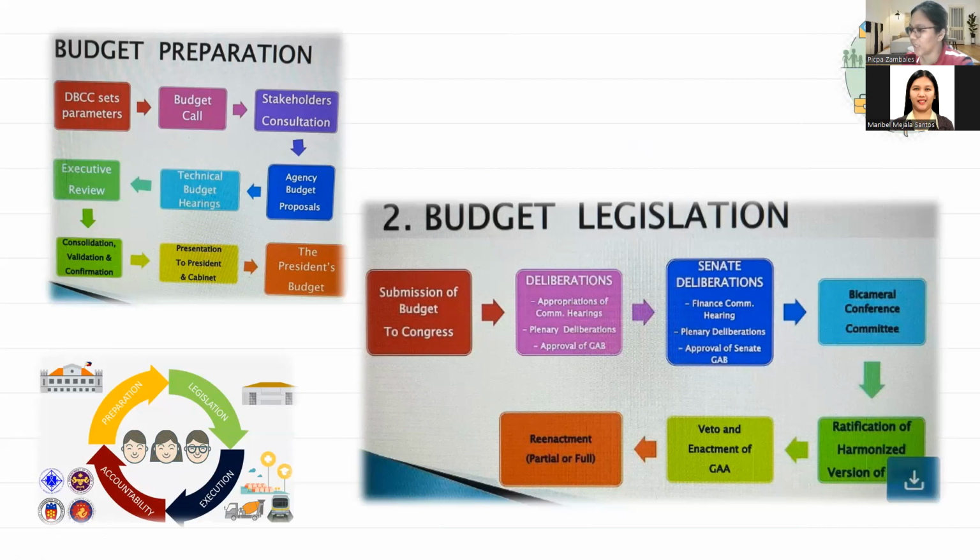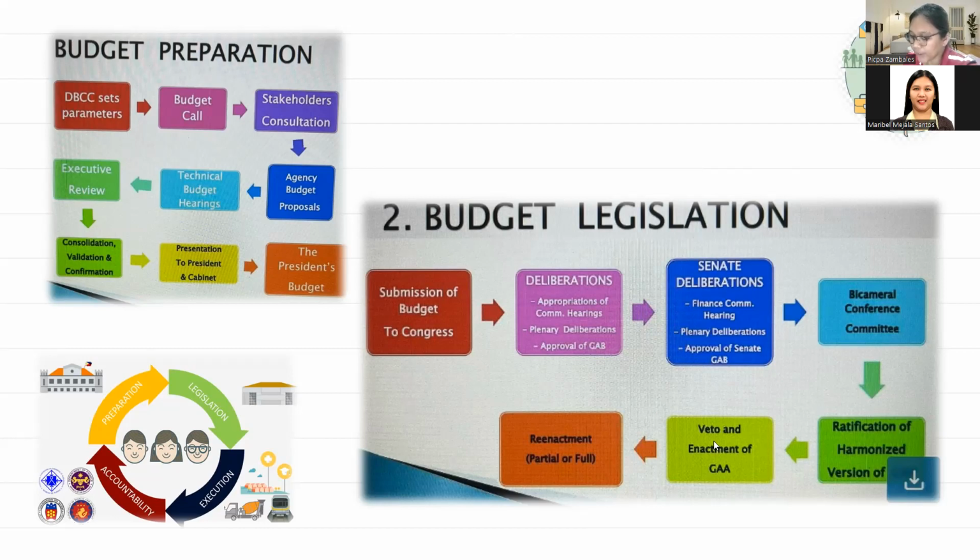Okay. So, next. After that, it goes to approval of the GAB, the General Appropriation Bill. Then, it will be brought to the Senate for deliberations. The Senate conducts its own deliberations on the General Appropriation Bill or GAB from the House of Representatives. However, for expediency, hearings in the Senate start even as representatives' deliberations are ongoing. So they can start even while the Congress is still deliberating, so it won't take long.